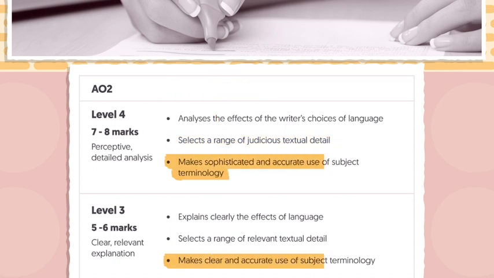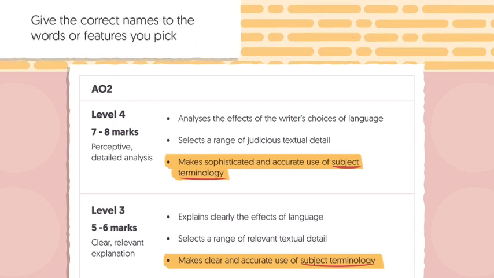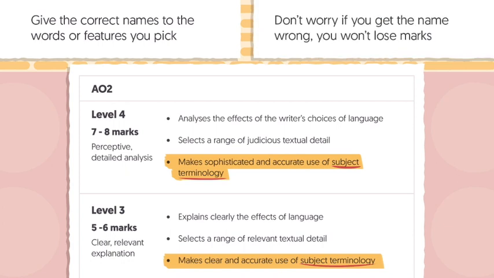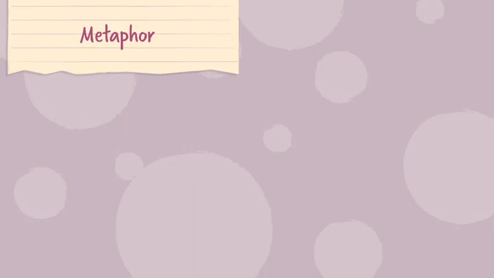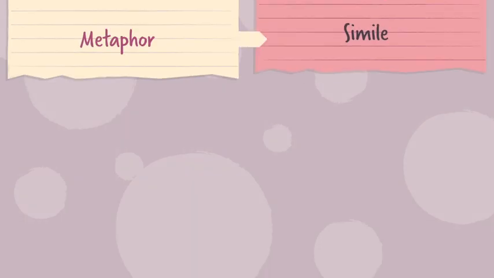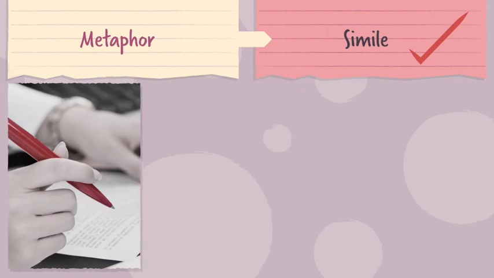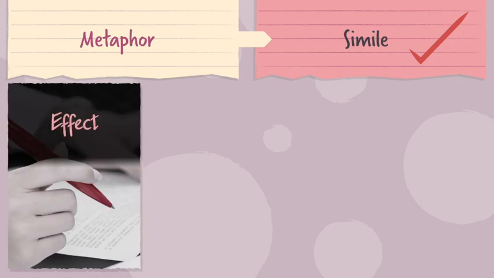Lastly, we can see from the bottom bullet point in each level that the first thing you need to do is pick out some of the interesting language or language features, the textual details, and identify them using subject terminology. This just means giving the words or features that you pick out their correct names. It's good to try and know the technique you're writing about, but don't worry if you get the name wrong. You won't lose marks for this, so do have a go. For example, if you explain the effect of a metaphor but you describe it as a simile, you'll still be credited for what you've written. This is because the examiner is interested in and is focusing on the effect of the words you've chosen to write about, and not whether you've correctly labelled a language feature.